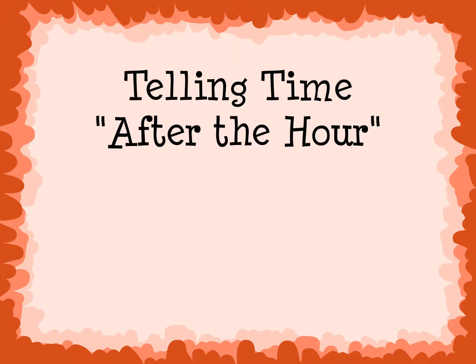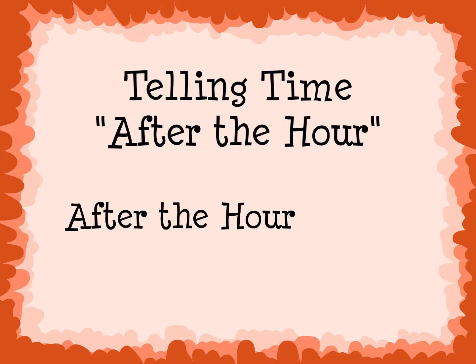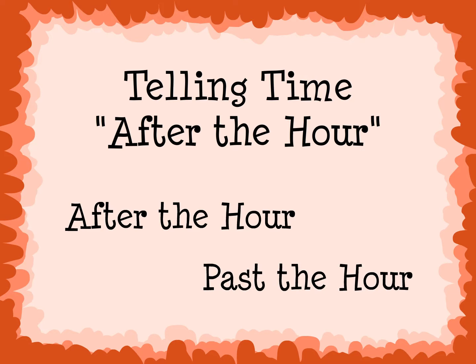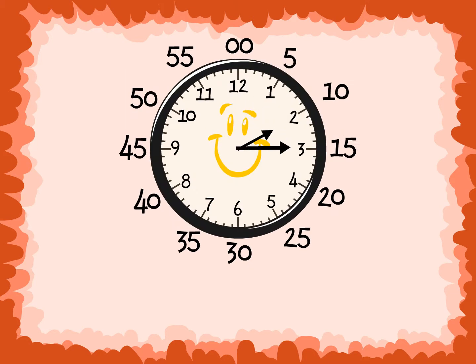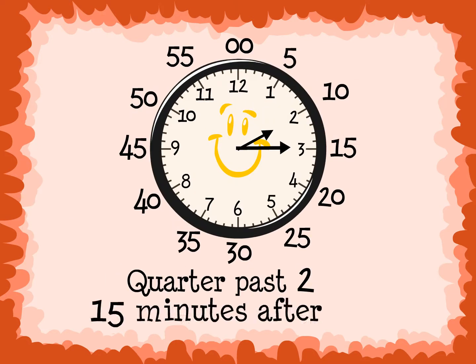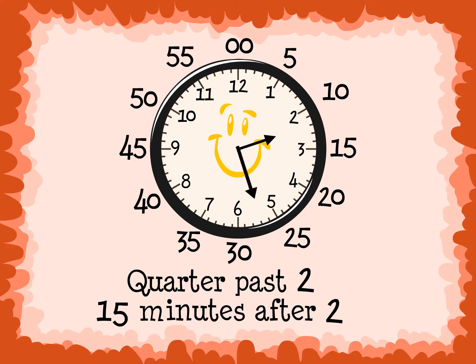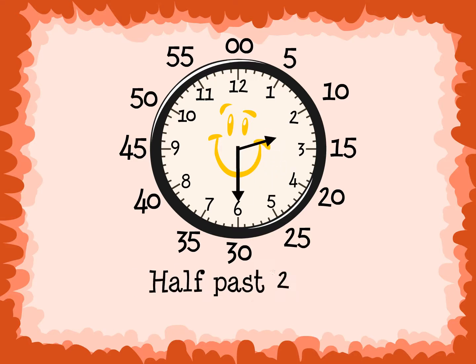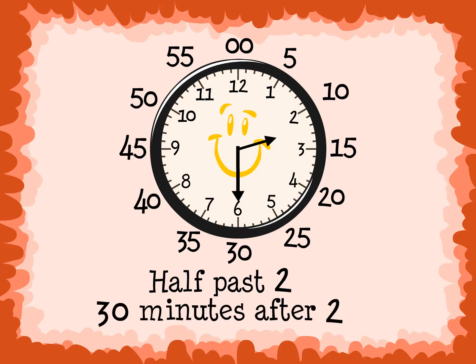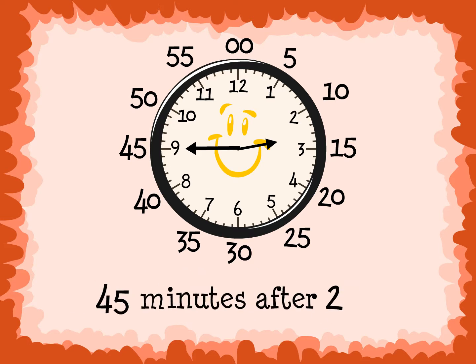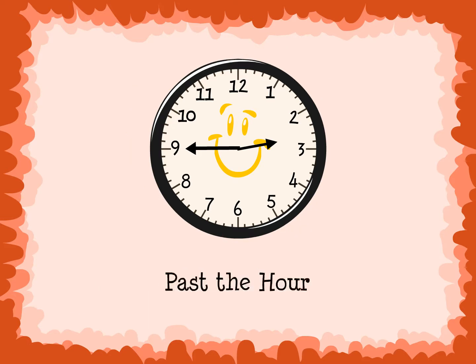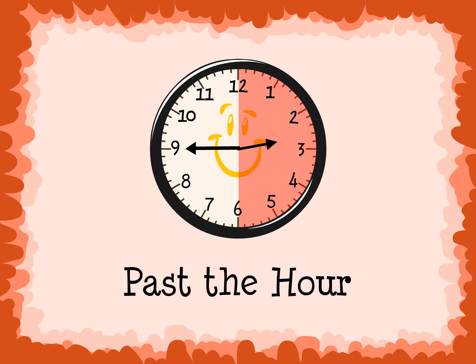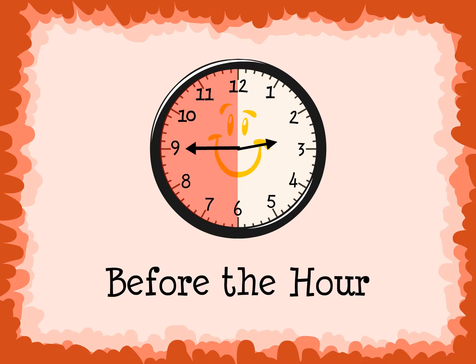Telling time after the hour. To tell time after the hour, we can use after the hour or past the hour. If the minute hand is pointing to the 3, we say quarter past or 15 minutes after. If the minute hand is pointing to the 6, we say half past or 30 minutes after. If the minute hand is pointing to the 9, we say 45 minutes after. We usually use past the hour for telling time up to the half hour. After the half hour mark, we often say the time as before the hour.